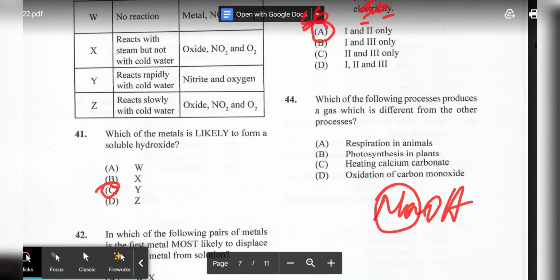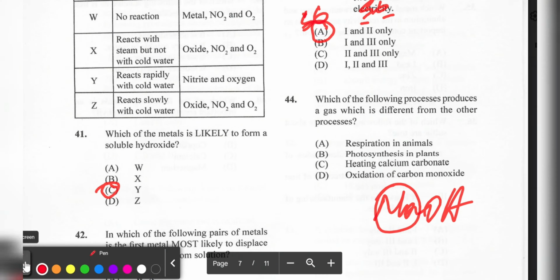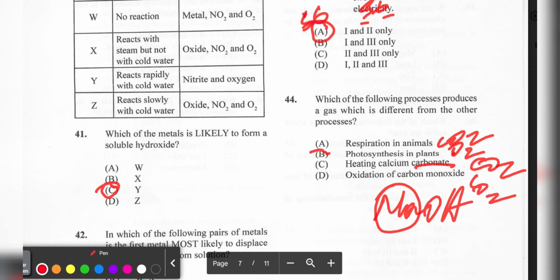44. Which of the following processes produces a gas which is different from the other processes? So let's look at these things now. Respiration. All right, so respiration is where you have glucose, quote unquote, reacts with oxygen to produce carbon dioxide and water plus some energy. So CO2 is produced there. Photosynthesis in plants produces oxygen because it's the reverse of respiration. So carbon dioxide and water produces glucose plus oxygen. Heating calcium carbonate, if you heat this carbonate, you're going to get CO2. Oxidation of carbon monoxide, you're going to get CO2. So our answer is photosynthesis.